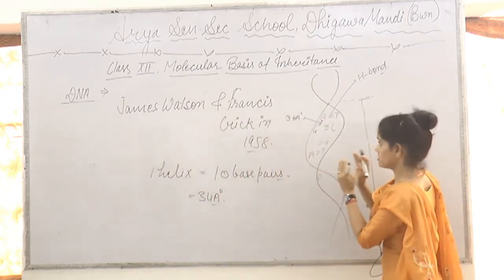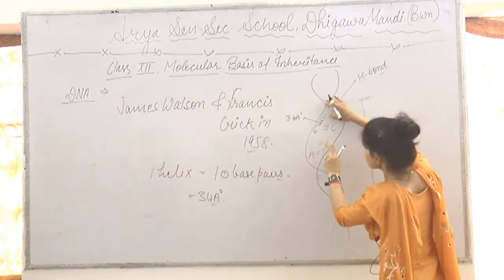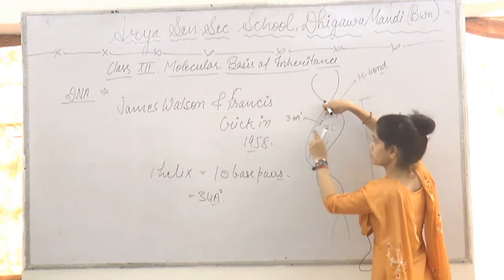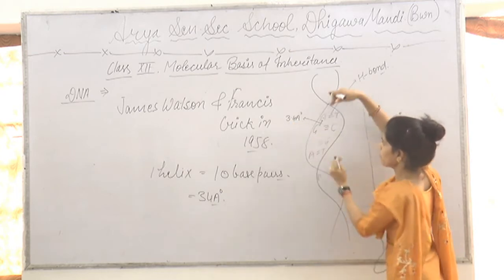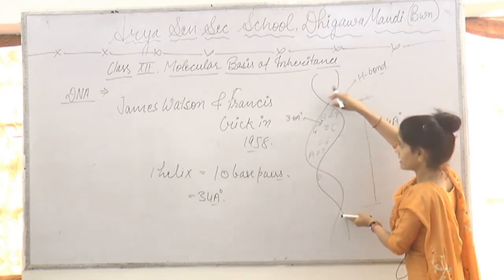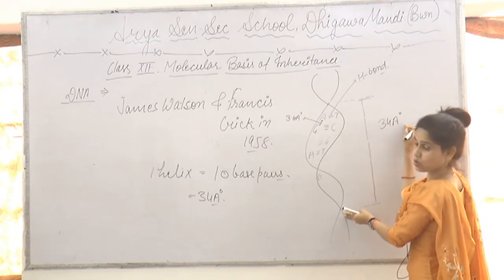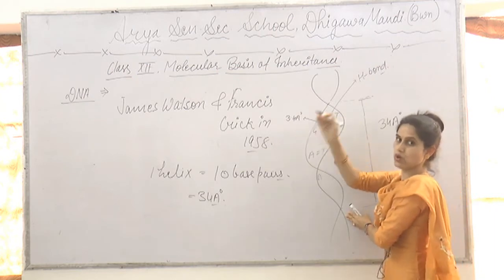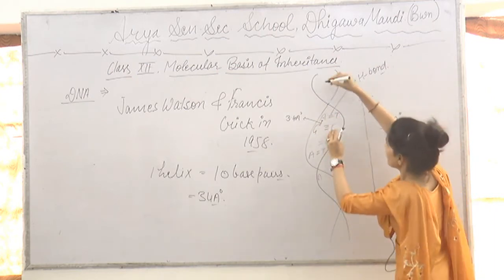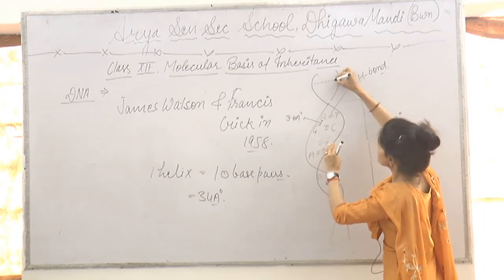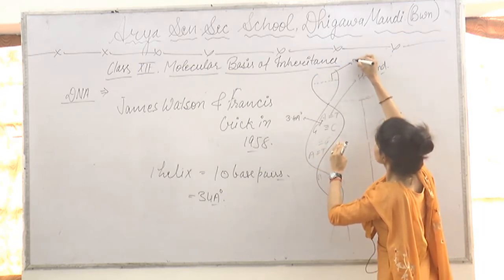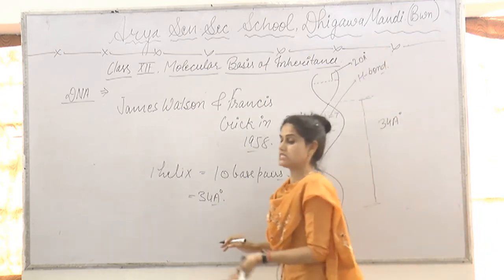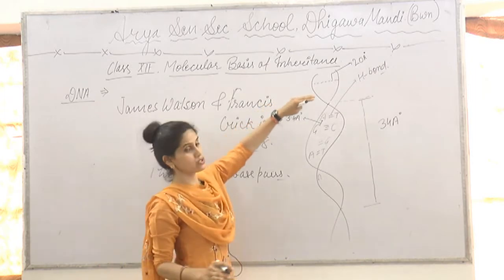Let's just look here. The distance between 2 consecutive nitrogenous base pairs is 3.4 angstrom, and the length of a helix turn is 34 angstrom. All these things are measured in angstrom. You can also convert them into nanometer. And the diameter of the B-DNA is 20 angstrom. So, you can say the B-DNA form is 20 angstrom wide.